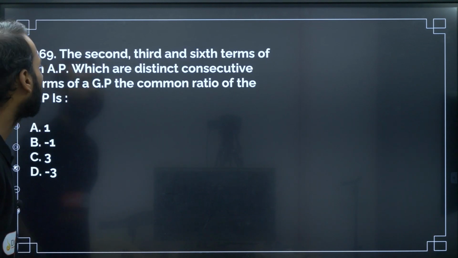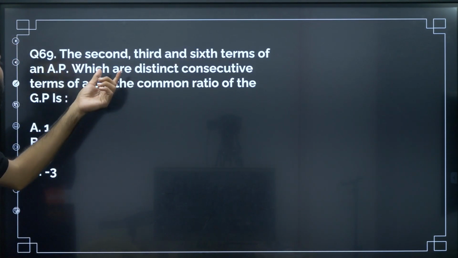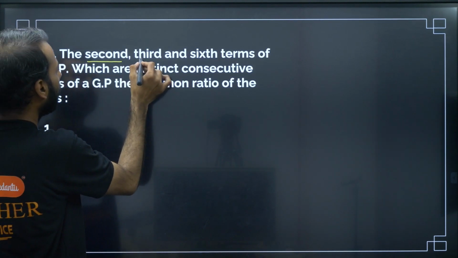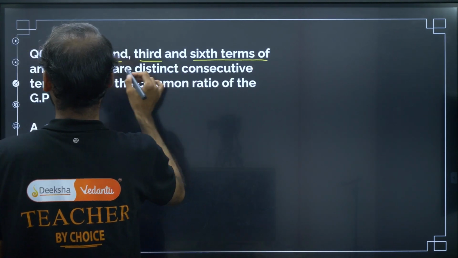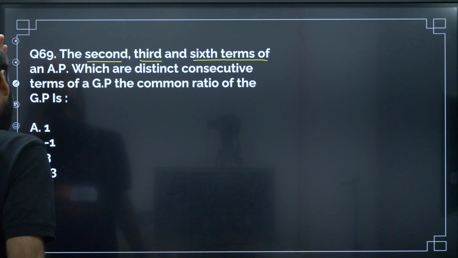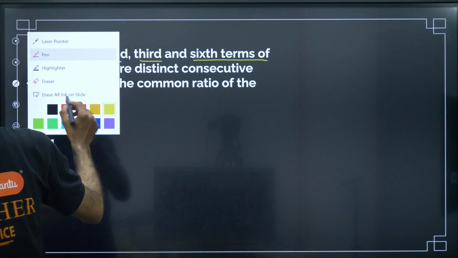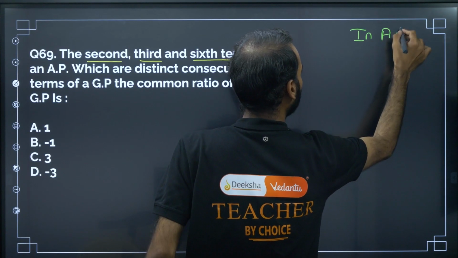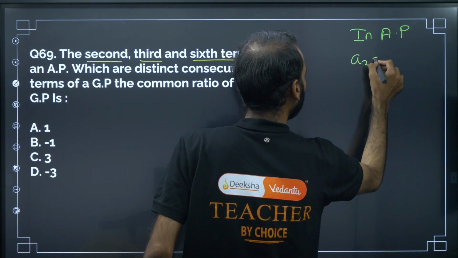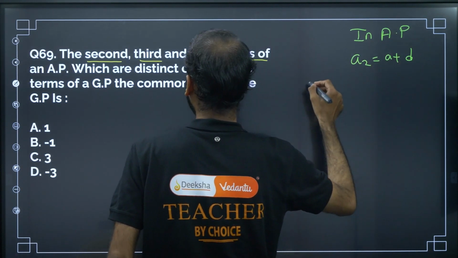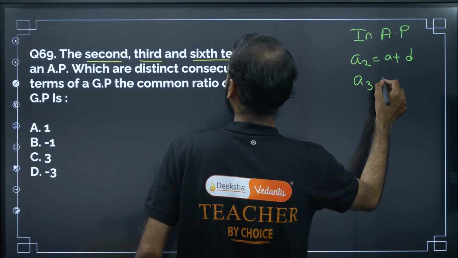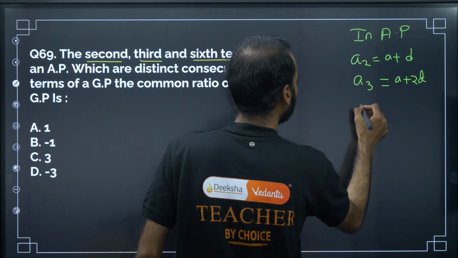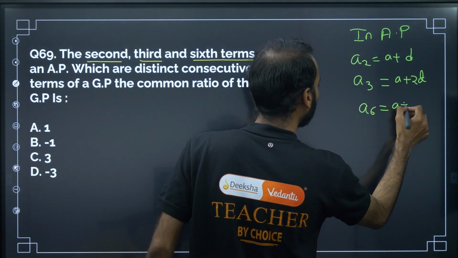Moving on to the next. The second, third and sixth terms of an AP. So in arithmetic progression, try to recall, the second term A2 is a plus d. I think everyone might be aware of this. If you are aware, it is a good thing. Third is a plus 2d, and the sixth term is a plus 5d.